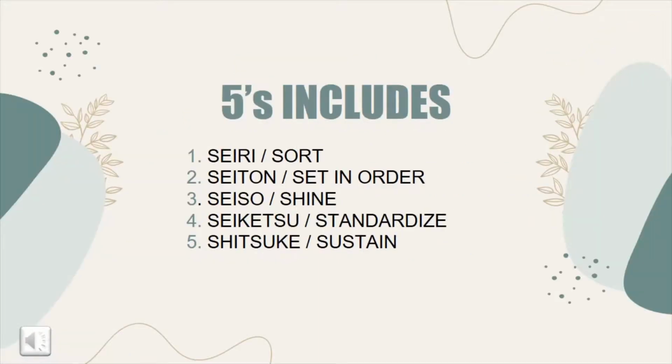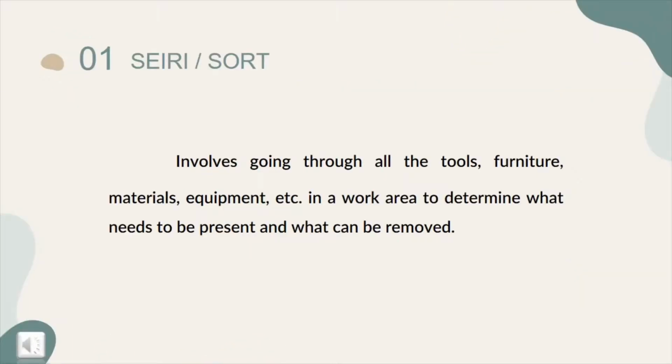5S includes Seiri or sort, Seiton or set in order, Seiso or shine, Seiketsu or standardize, and Shitsuke or sustain. The first S in the 5S system is Seiri or sort. It involves going through all the tools, furniture, materials, and equipment in a work area to determine what needs to be present and what can be removed. In short, Seiri or sort means putting things in one place.